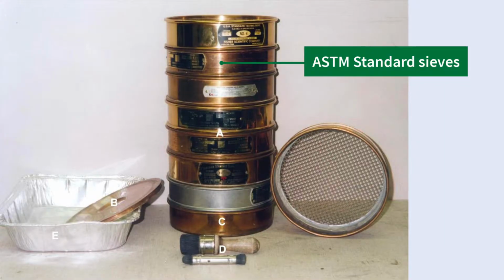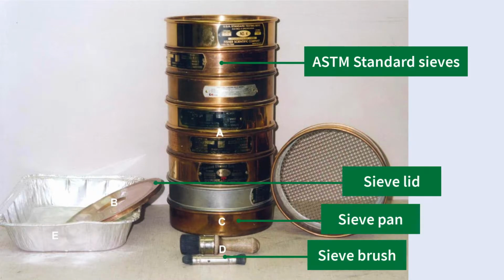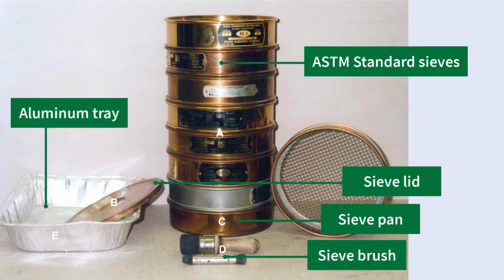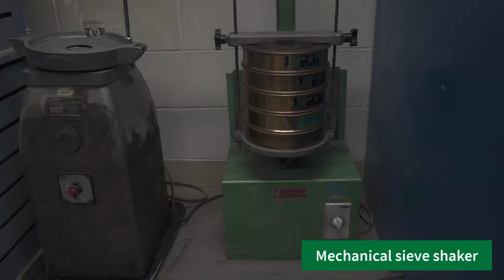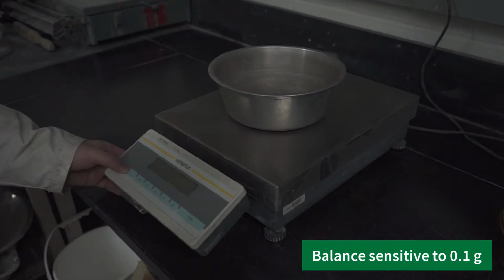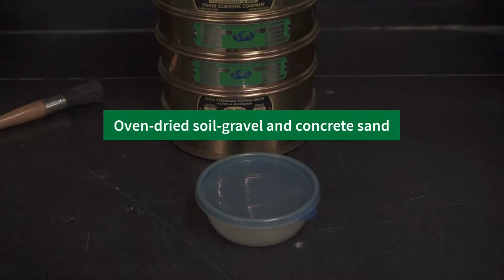For this experiment, the following pieces of equipment are required. A set of ASTM standard sieves, sieve pan, lid, and brush, an aluminum tray, a mechanical sieve shaker, balance sensitive to 0.1 grams, and lastly, a soil sample. With the equipment list out of the way, let's get right into the procedure itself.